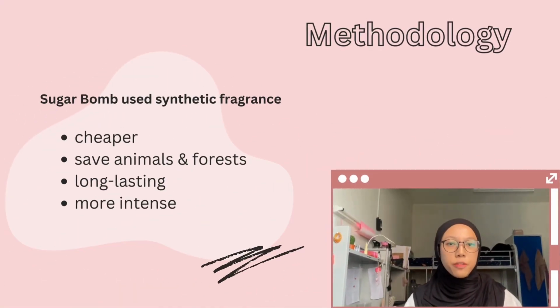Two ways of manufacturing perfumes are from natural and synthetic fragrance. In Sugar Bomb, synthetic chemicals are chosen. There are significant contrasts between natural and synthetic, in which natural incurs a higher cost than synthetic. In natural fragrance, thousands of flowers are expected to produce 1 pound of essential oil.